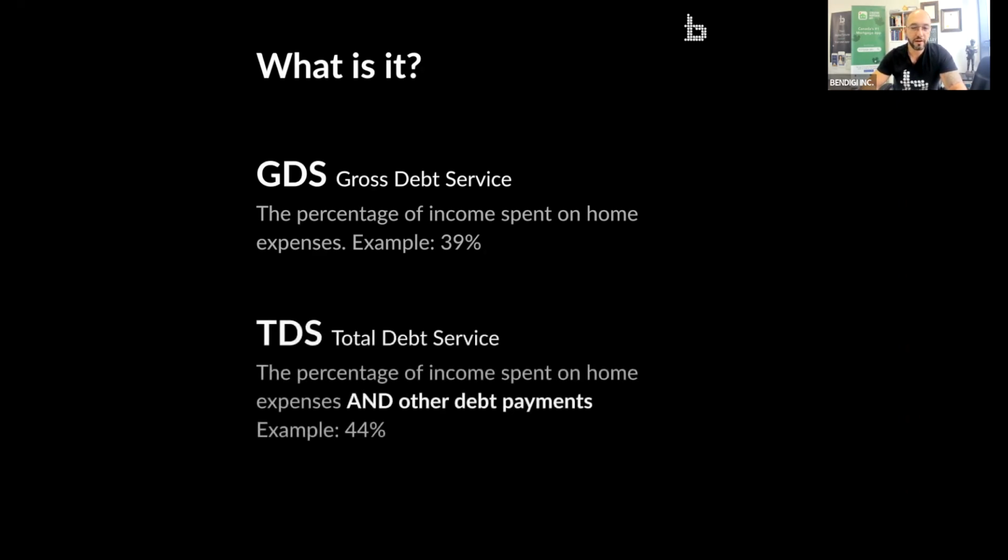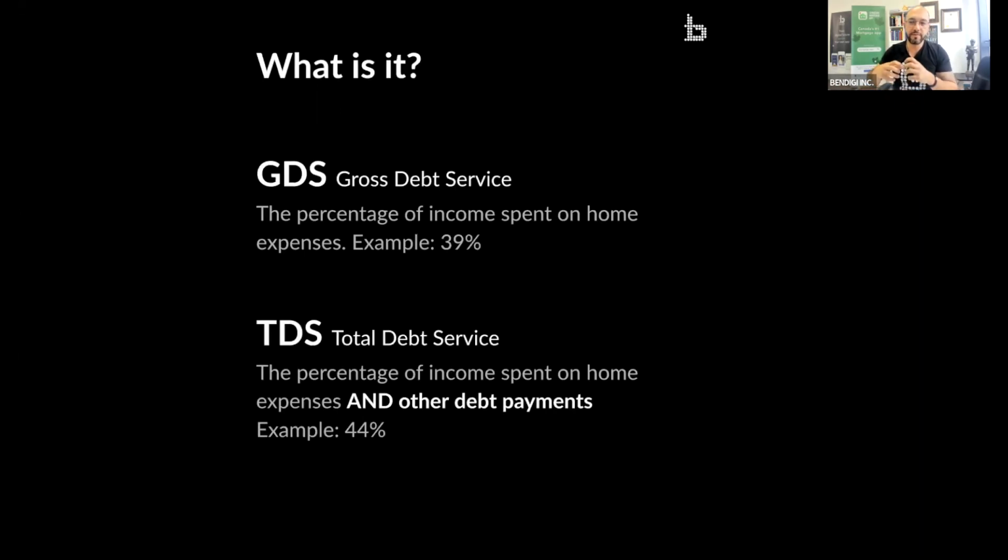There's also another thing called TDS, total debt service, and this is similar to GDS. It takes into account all the home expenses, and in addition to that, the other debt payments that you have. So car payments, credit card payments, all that. And that should be about 44% or even less. So it really depends on the lender here. Some lenders go higher, some go lower, and it also depends on the person's credit, you know.